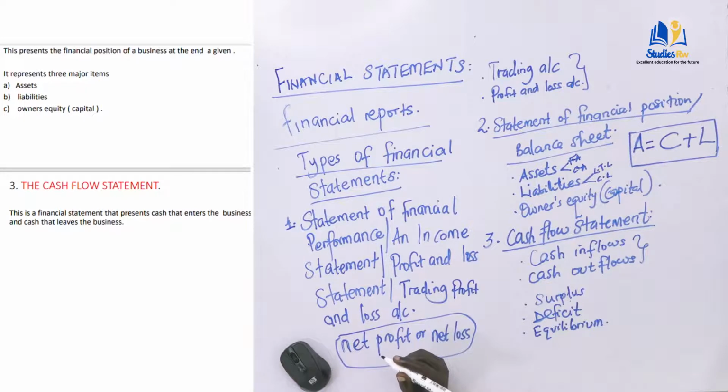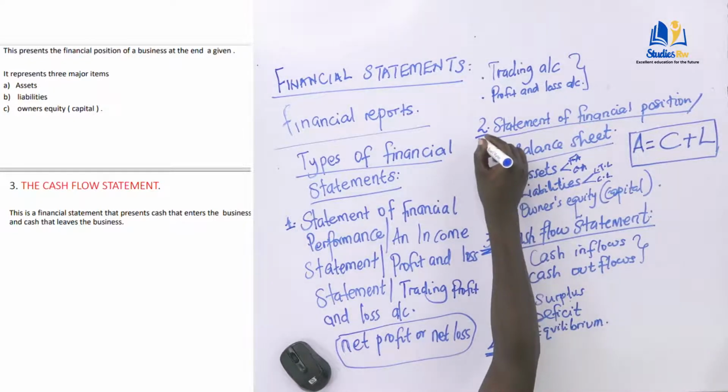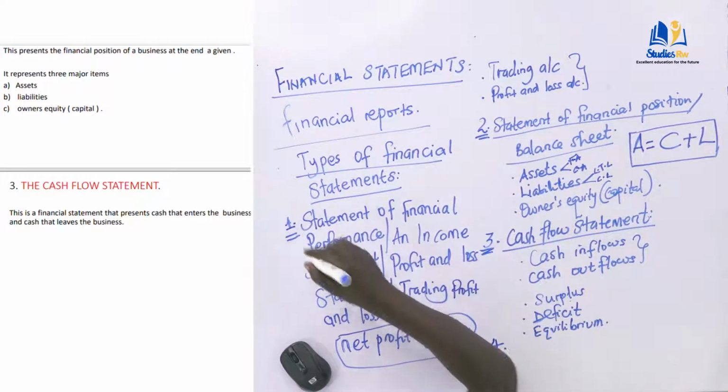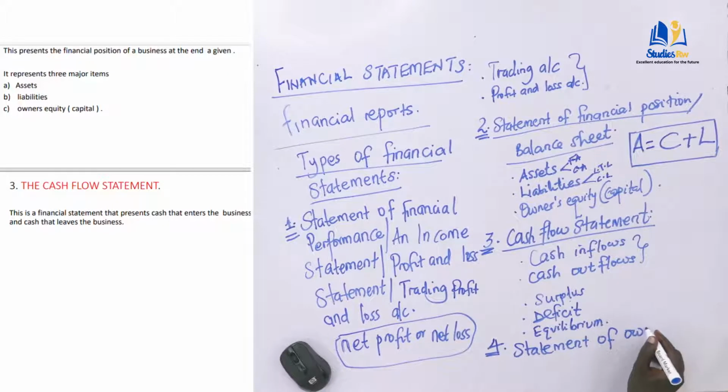Then we have number 4, what we call the statement of changes in owner's equity, or statement of owner's equity. As simple as that.